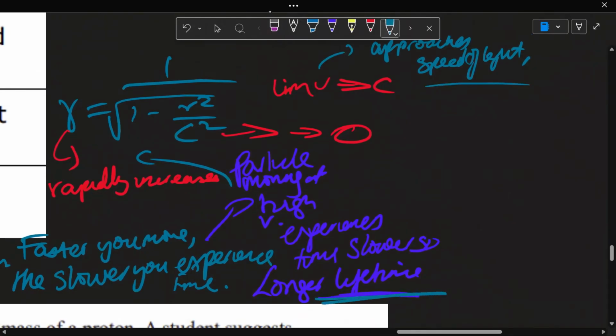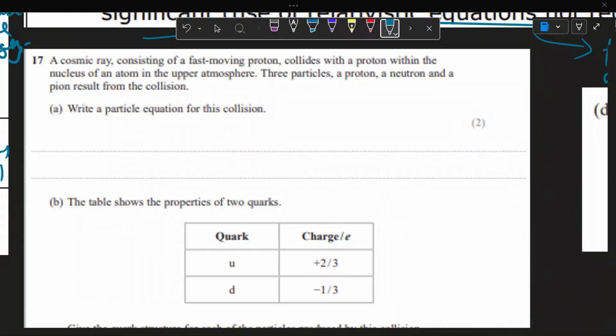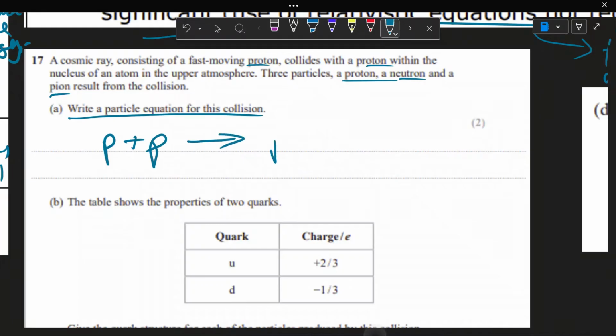Cool. It's something a little bit easier now. So let's write a particle equation for this collision. A proton collides with a proton, producing a proton, a neutron, and a pion. So proton plus proton produces proton plus neutron plus pion. Let's look for conservations. Baryon number is conserved, 2, 2. Charge is not conserved yet: +2 on this side, +1, 0. But this needs to be +1. We've got pi plus as our product.